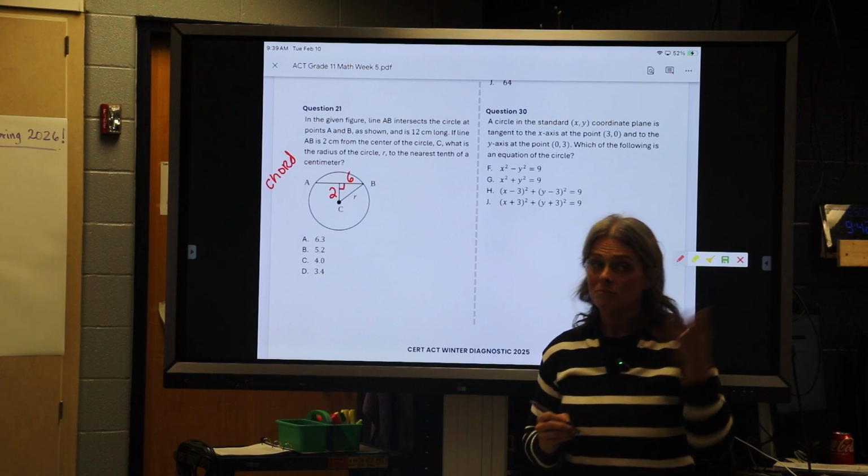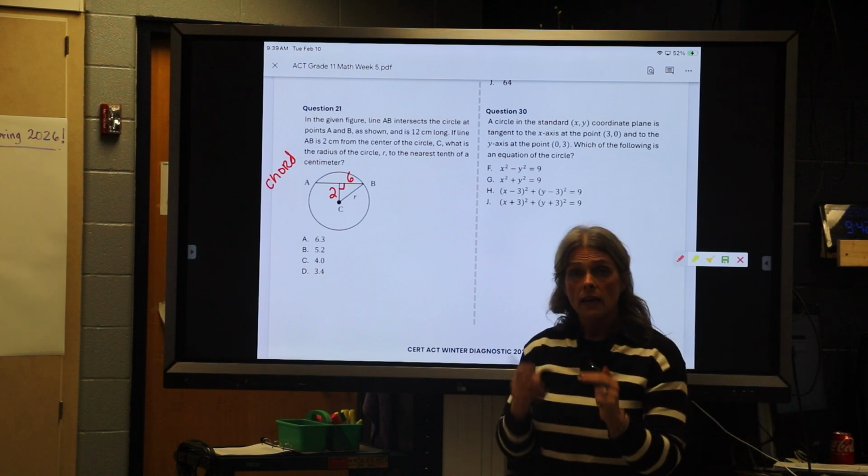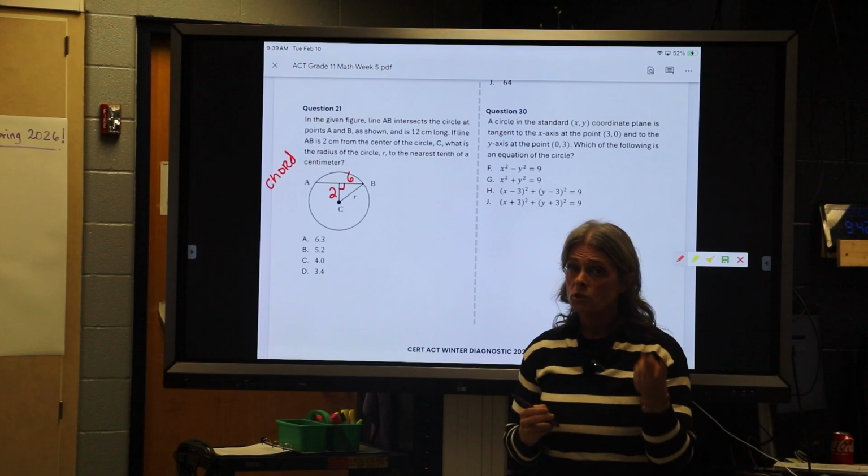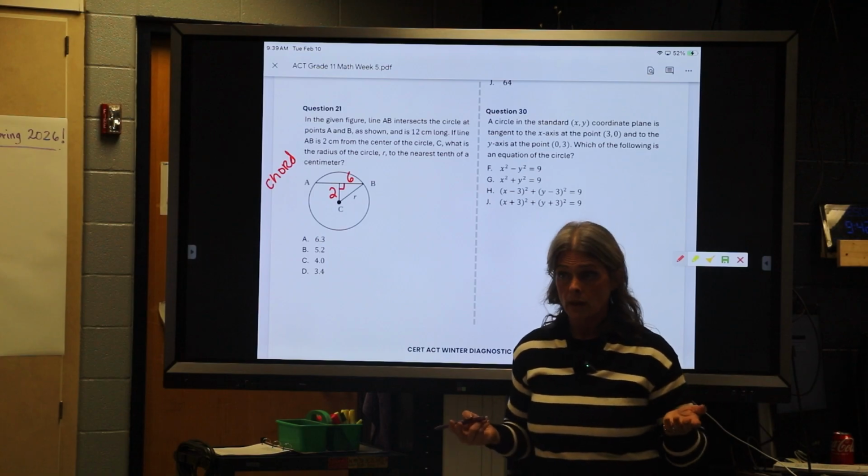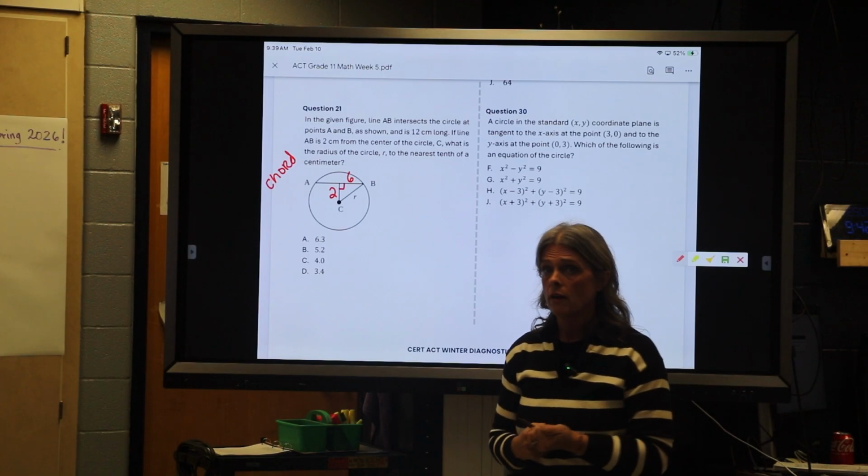We just used it, Pythagorean theorem, yep. So listen, they just tested the Pythagorean theorem in 2 different problems in 2 different ways, right? It's important. You need to know that formula.